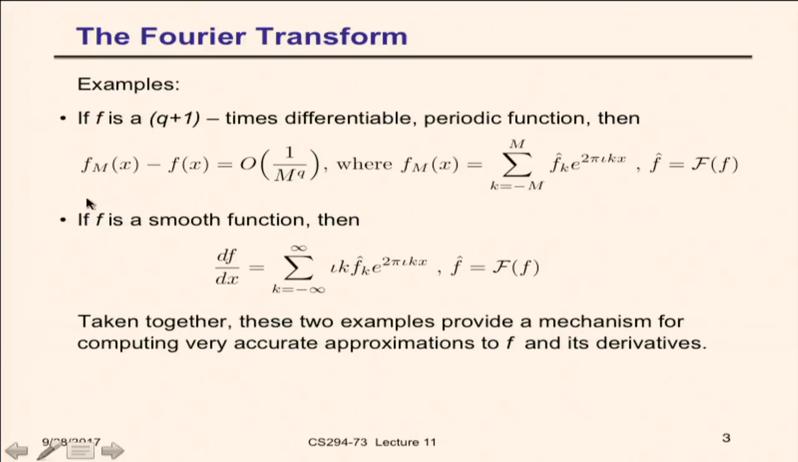Second example is that if f is a smooth function, then df dx is just take the Fourier expansion and multiply each expansion coefficient by i times k, where k is the wave number. So the way to think of this is that if you think of the derivative as being an operator or matrix, then Fourier transforms diagonalize the derivative.